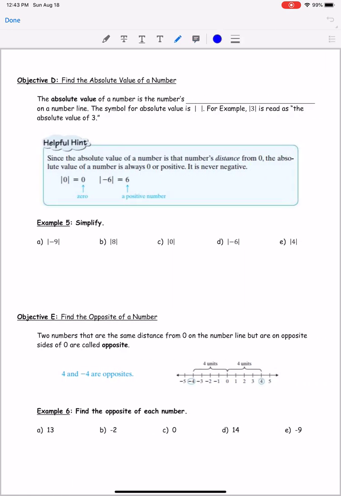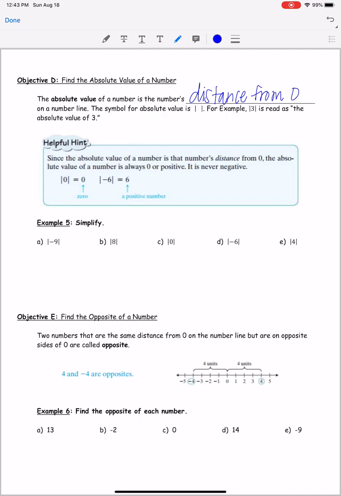Objective D, find the absolute value of a number. The absolute value of a number is the number's distance from 0. Okay, I'll keep reading this, sorry. The absolute value of a number is the number's distance from 0 on a number line. The symbol of the absolute value is these little double bar looking lines. For example, this double bar with a 3 in the middle is read as the absolute value of 3.